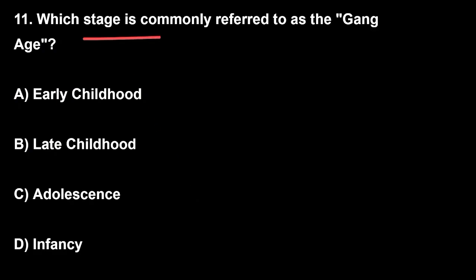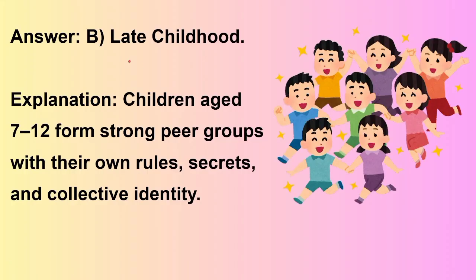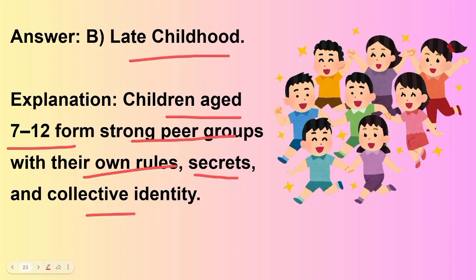Next question. Which stage is commonly referred to as the gang age? Early childhood, late childhood, adolescence, or infancy? The right answer is late childhood. In this stage, children aged 7 to 12 years form strong peer groups with their own rules, secrets, and collective identity. So, here the right answer is late childhood.